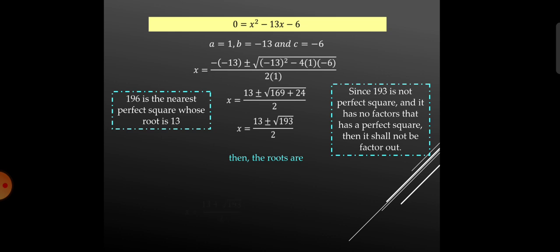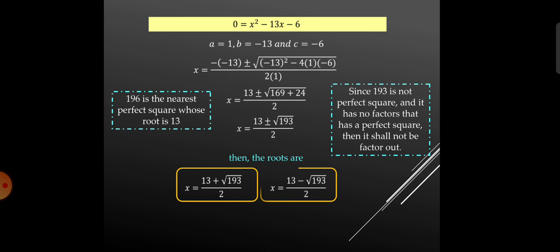Then the roots are x sub 1 is equal to 13 plus square root of 193 over 2 and x sub 2. What lang yung x sub 1, x sub 2 dapat na ha. X sub 1 ya x sub 2. X sub 2 is 13 minus square root of 193 over 2. So that will be our roots for this third example.